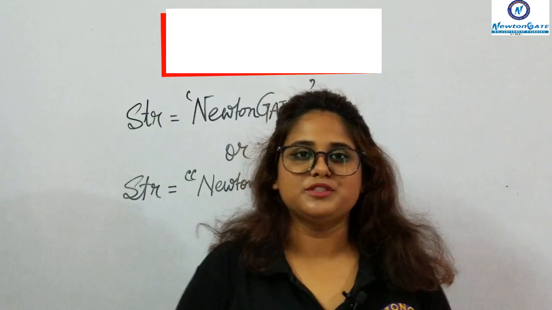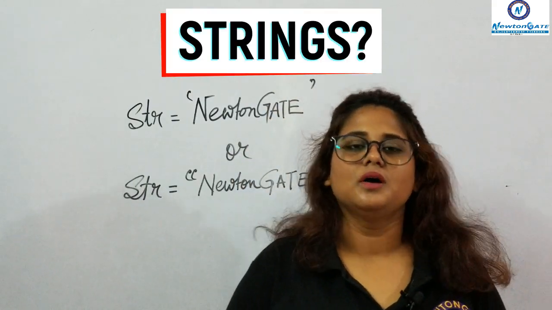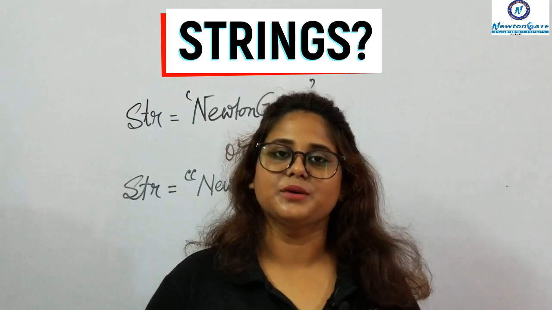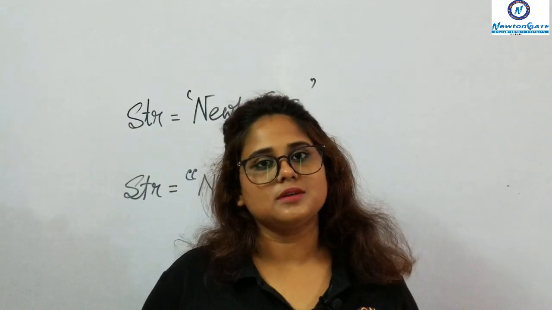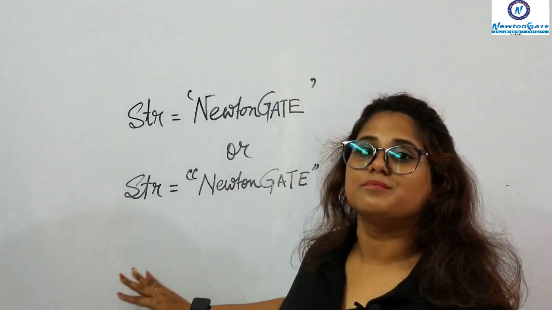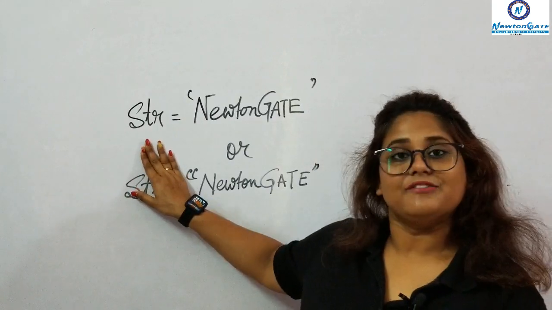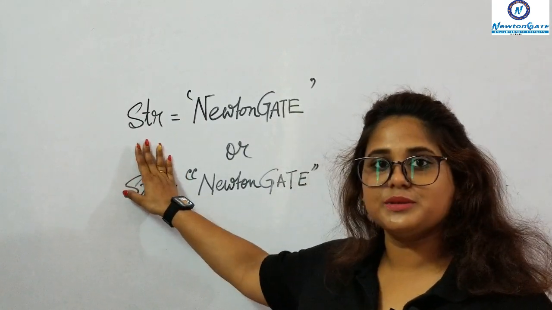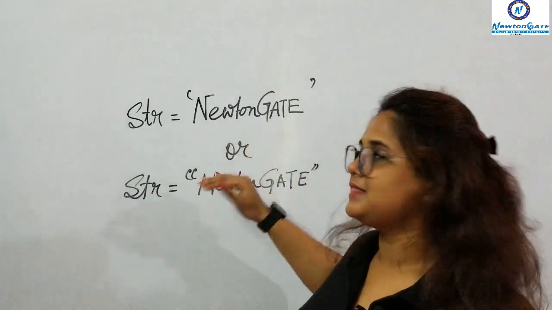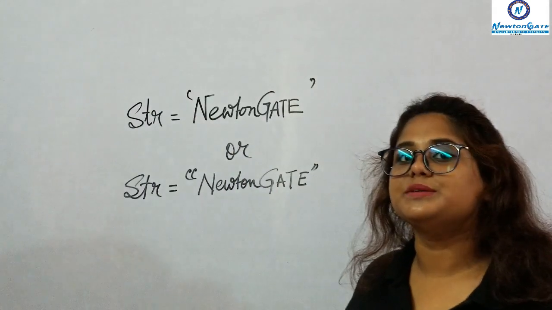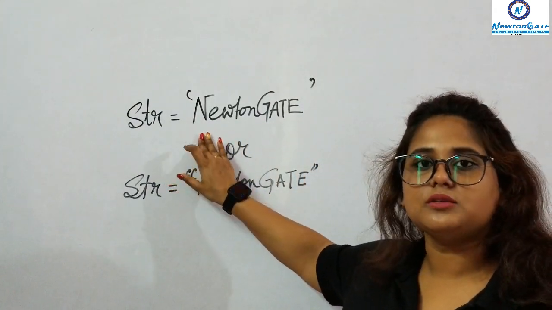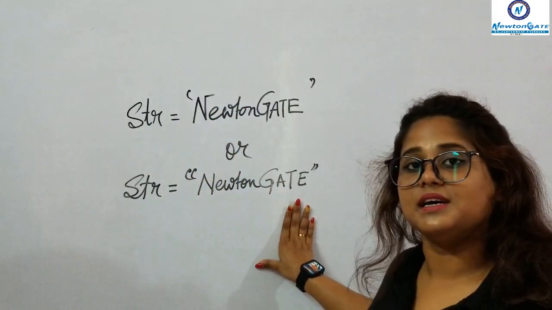Today we'll discuss Python strings. So what are strings? Strings are nothing but a sequence of characters within double quotes or single quotes. Here is an example of how we write a Python string. We give a variable for the string to be stored in it. In the variable we write Newton Gate, that is a string, a collection of a sequence of characters. In this format we can write in single quotes or in double quotes as well.